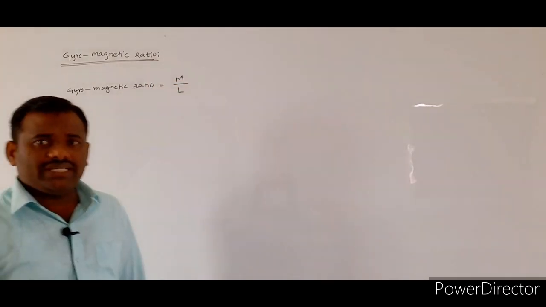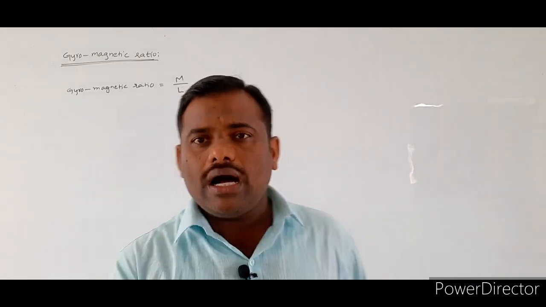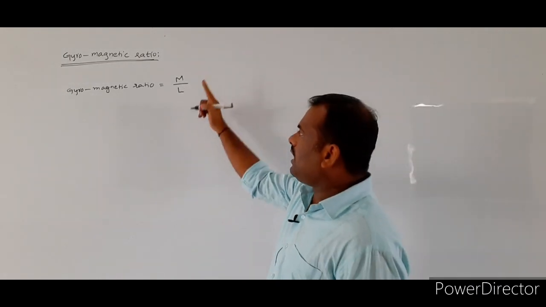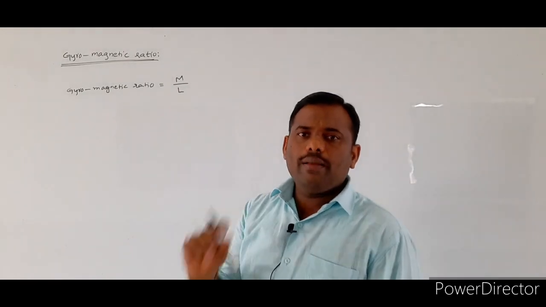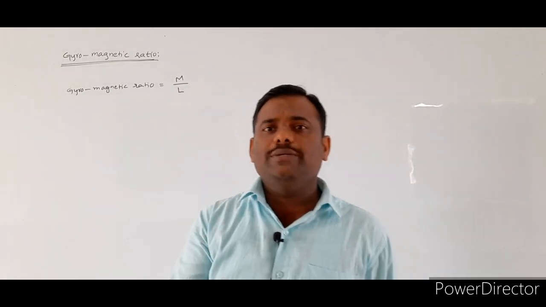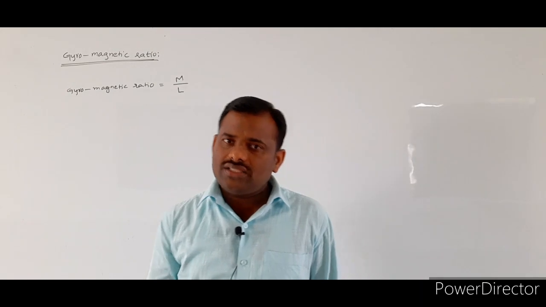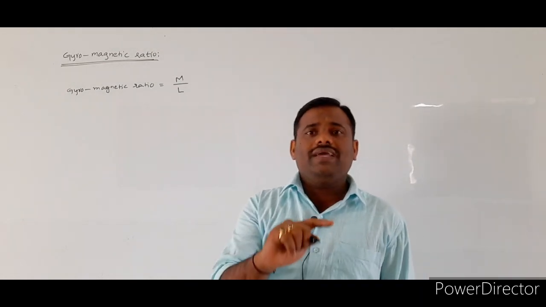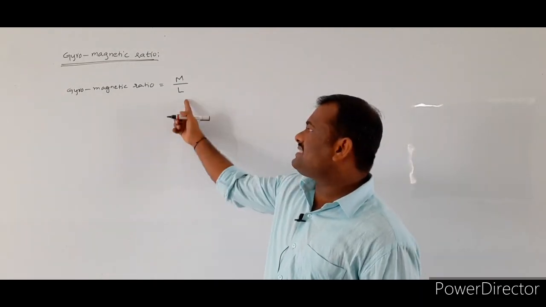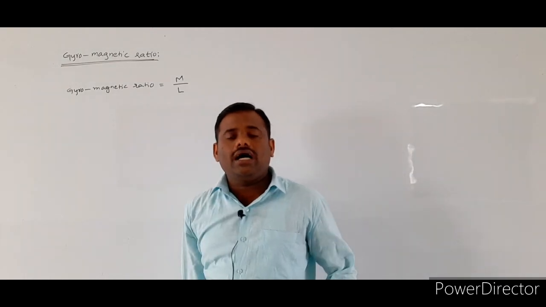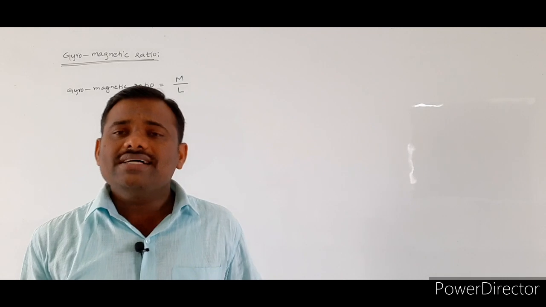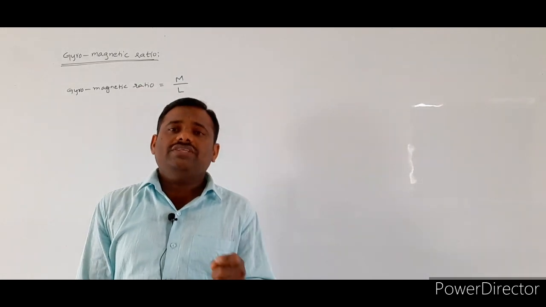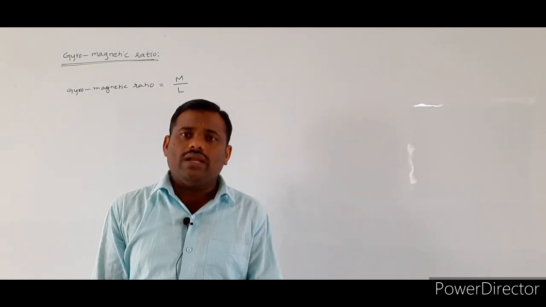The gyromagnetic ratio is the ratio of magnetic momentum to the angular momentum, where capital M is indicating the magnetic momentum of the charged particle, which is revolving in the circular path, and capital L is indicating the angular momentum of the same charged particle, which is also revolving in the circular path.